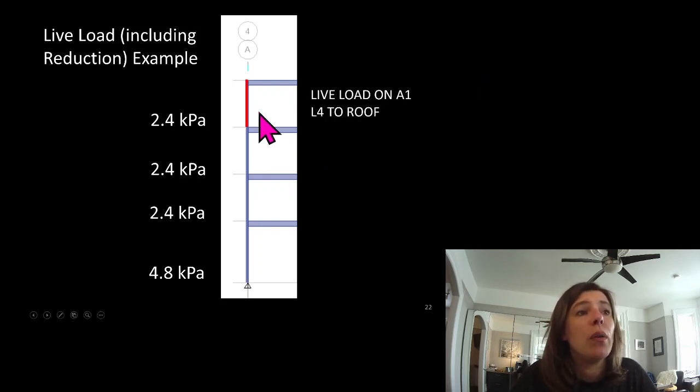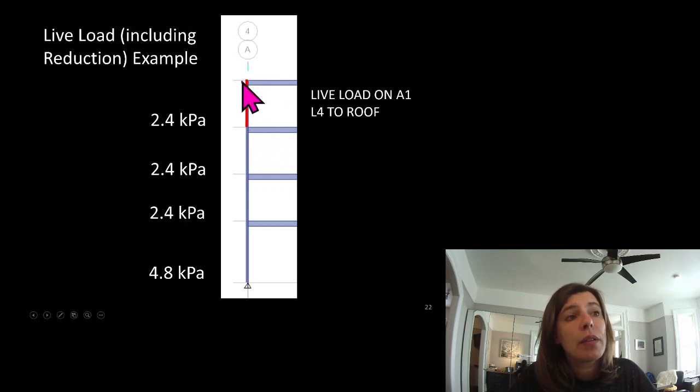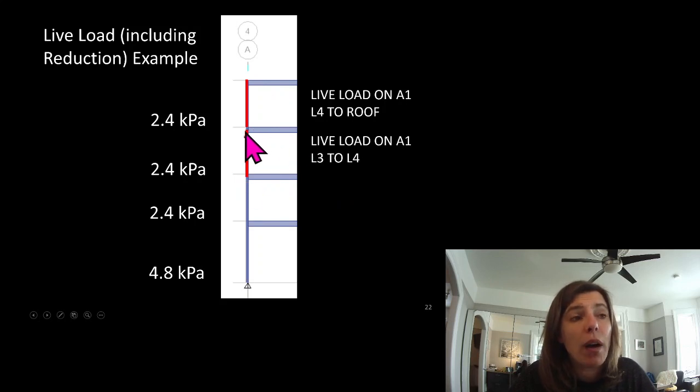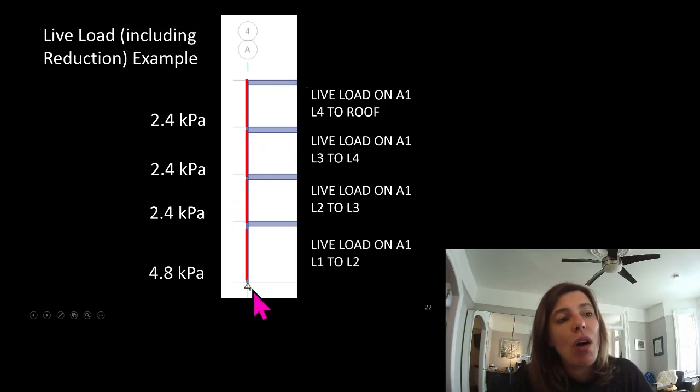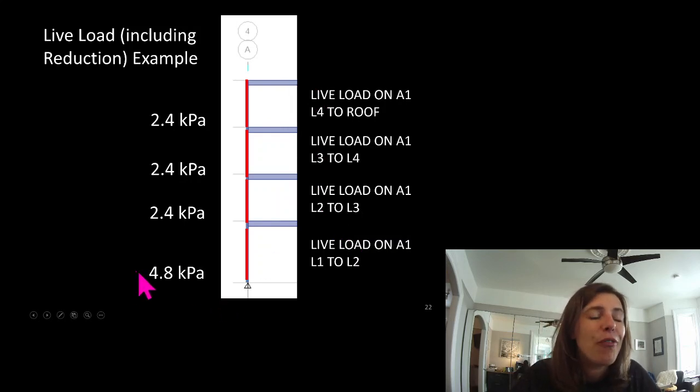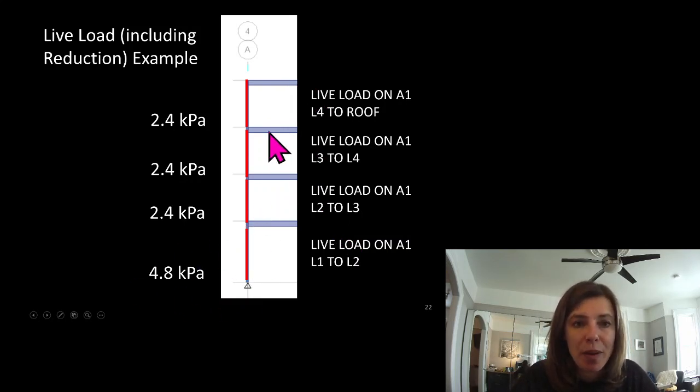So we want to figure out the load, the live load, including any live load reduction factors, from level 4 to the roof, so it's picking up the roof. Level 3 to level 4 is picking up level 4 and the roof. The column from level 2 to level 3 is picking up level 3, level 4, and the roof. And the column from level 1 to level 2 is picking up level 2, level 3, level 4, and the roof. 4.8 kPa doesn't matter to us for what we're going to be calculating here.